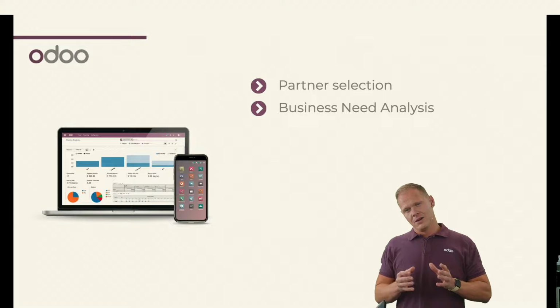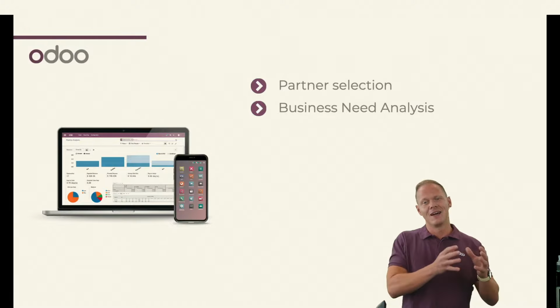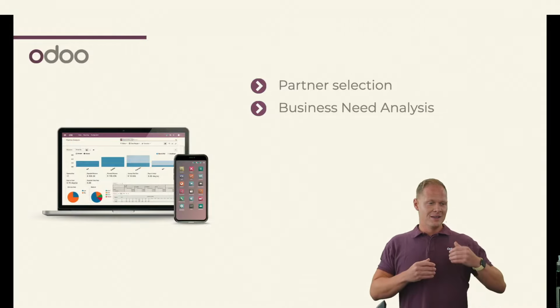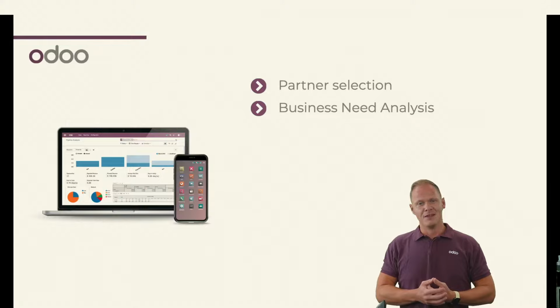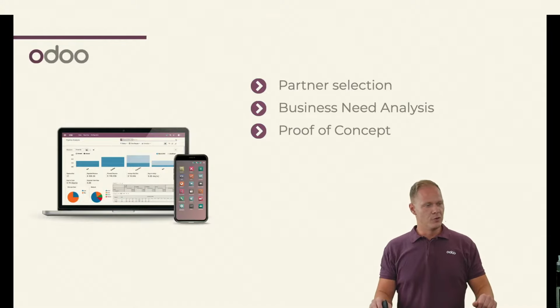Obviously, one suggestion that we give from the Odoo side is that the closer the client stays to standard Odoo, meaning the off-the-shelf solution, the easier and cheaper the implementation will be. The next step, of course, would be the proof of concept.